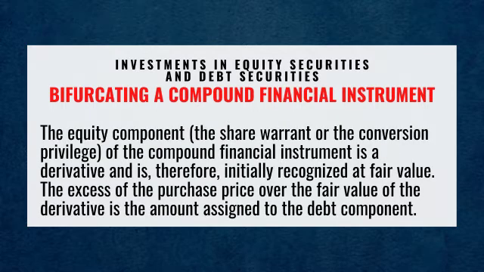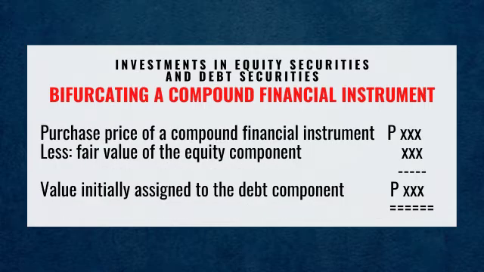The equity component, or the share warrant or the conversion privilege of the compound financial instrument, is a derivative and is therefore initially recognized at fair value. The excess of the purchase price over the fair value of the derivative is the amount assigned to the debt component. Purchase price of a compound financial instrument less fair value of the equity component is equal to the value initially assigned to the debt component.